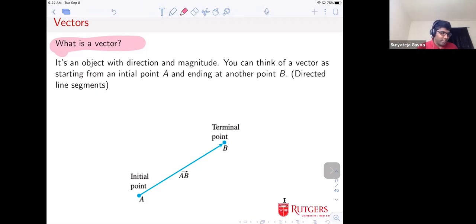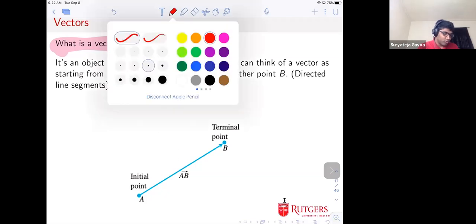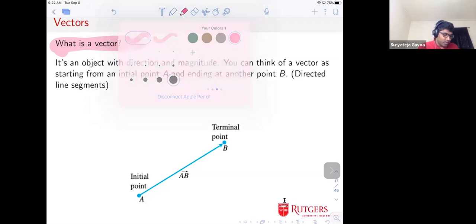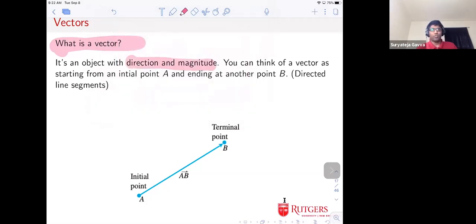Okay, so the idea is that it's not enough to keep track of just quantitative information. It's also important to know what the direction is. So for instance, for a speed, you want to know the magnitude of the speed, but you also want to know the direction.